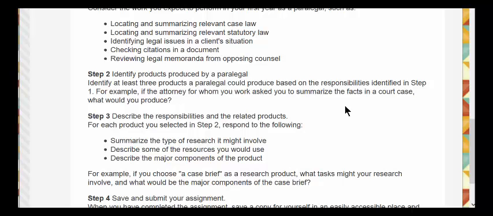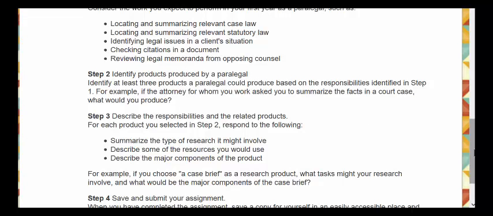Maybe I'd do a Google search, or I'd go to FindLaw, or I'd start with Google, and then I'd go to subsequent valid legal research sites like FindLaw or the Cornell Legal Institute. Describe some of the resources you would use, or I might go to the law library. Describe the major components of the product.